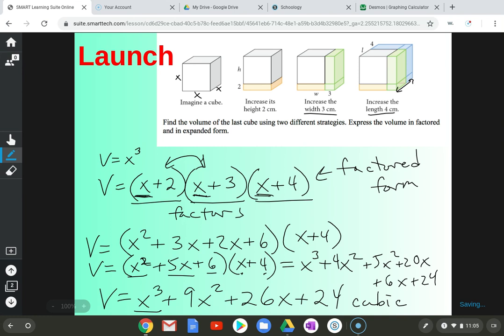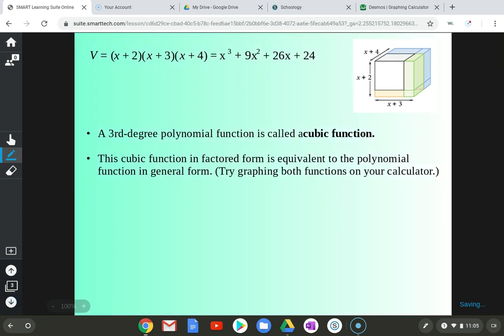You can also find your constant term by just multiplying the numbers together. 2 times 3 times 4 equals 24. But you can't find these middle terms without actually going through the process of expanding it all out. And so that's our expanded form. So that's us just rewriting it again. This third degree polynomial, we already learned yesterday, is called a cubic function.